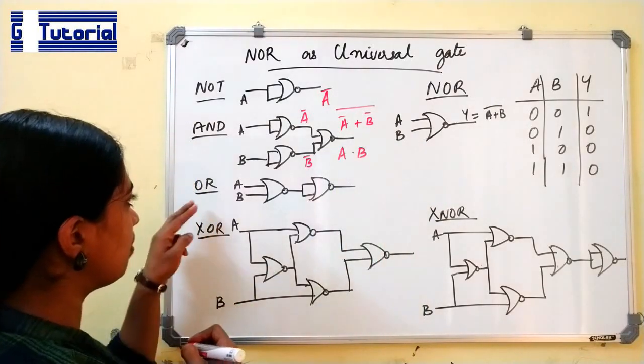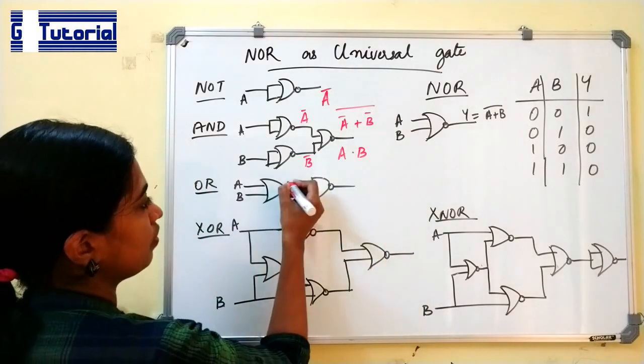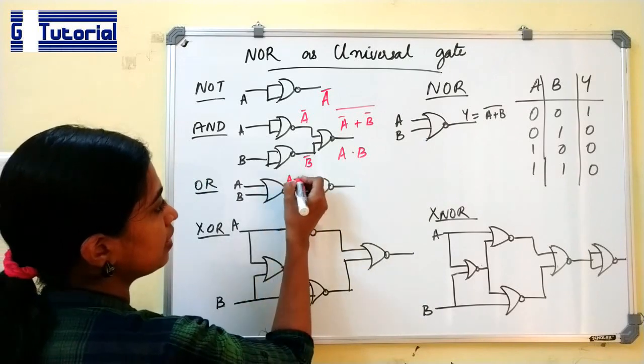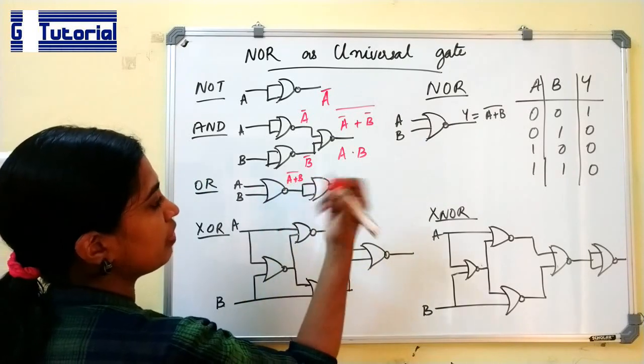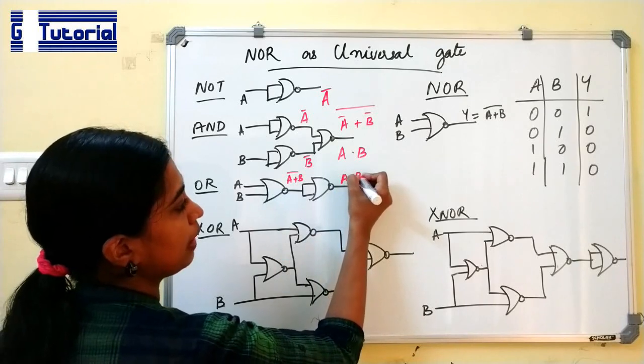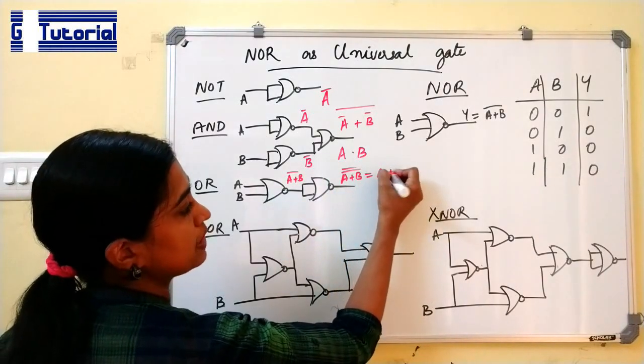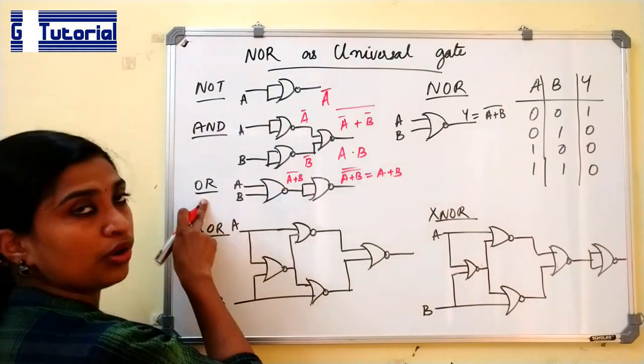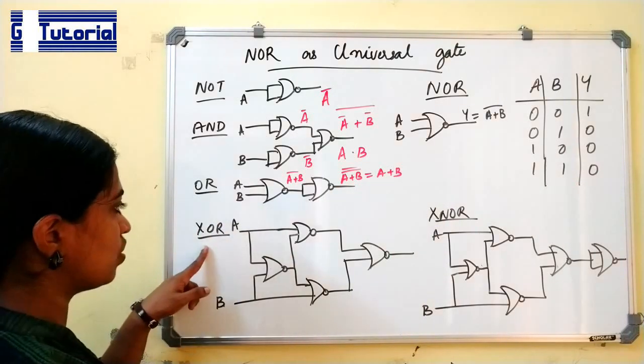Next is how we implement OR gate. The output of this gate is (A plus B) the whole bar. When we are complementing it, we will get (A plus B) the double bar, which is equal to A plus B. Thus we obtain an OR gate. Next is XOR gate.